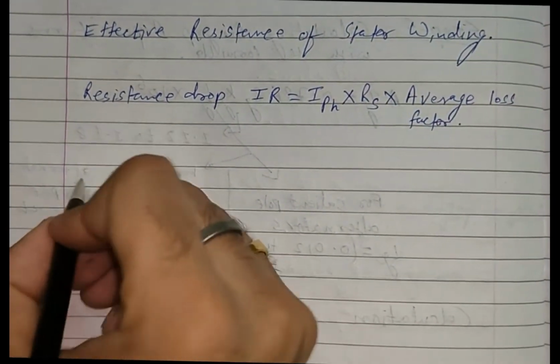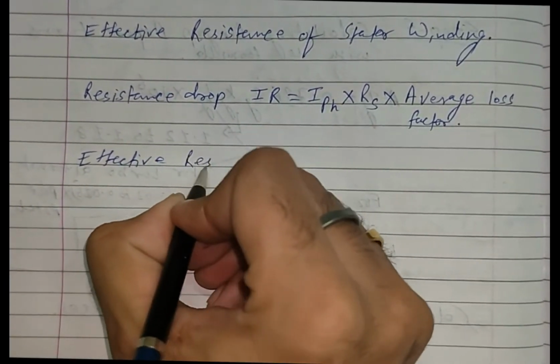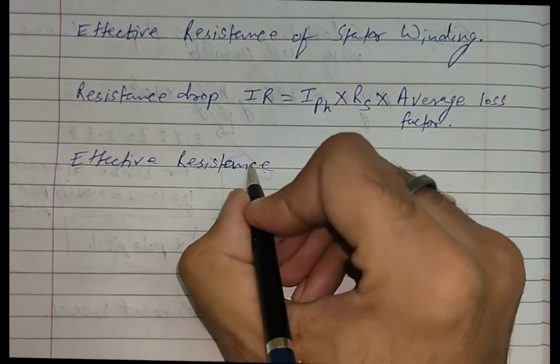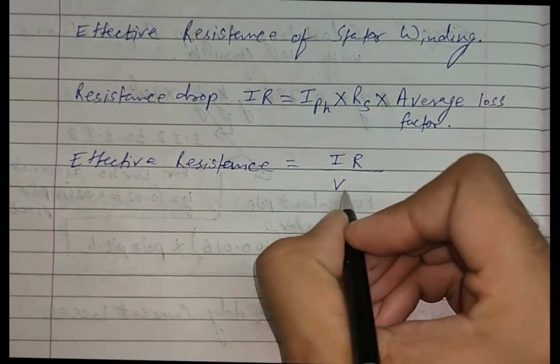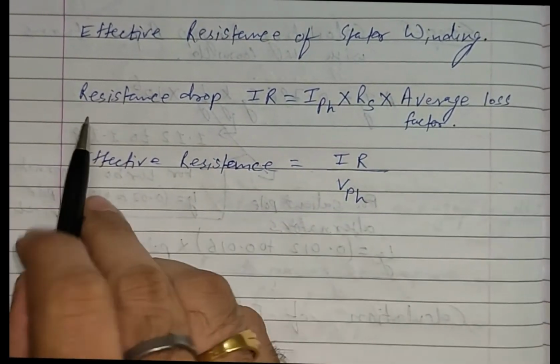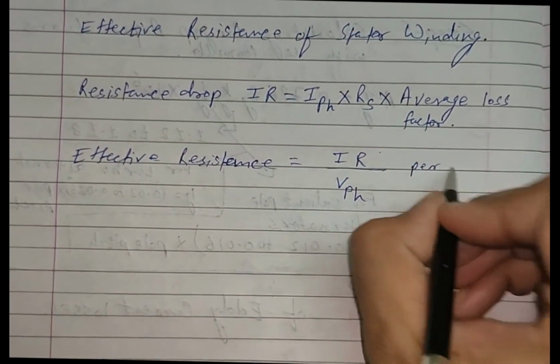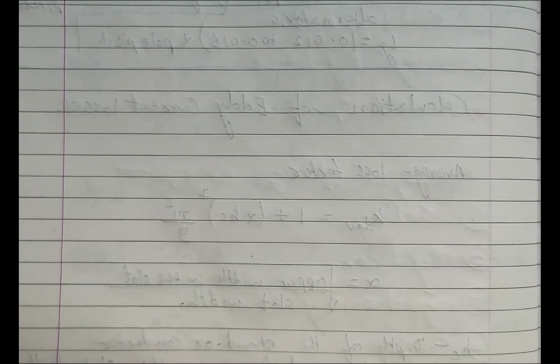Hence, the effective resistance can be given by IR divided by VPH, where IR is nothing but the resistance drop divided by the voltage per phase, and this is given in per unit. There are certain terminologies which are linked with the depth of the stator core. So let's have a look at that.